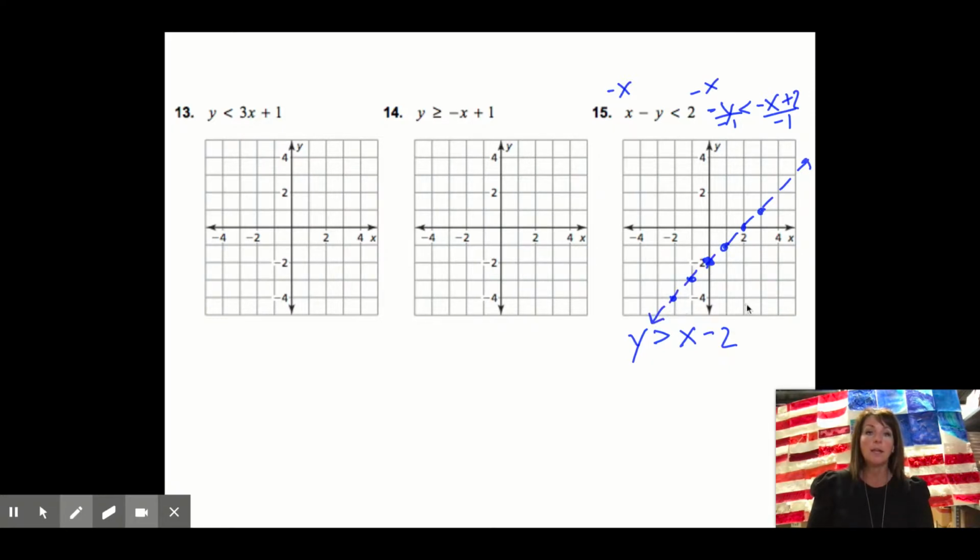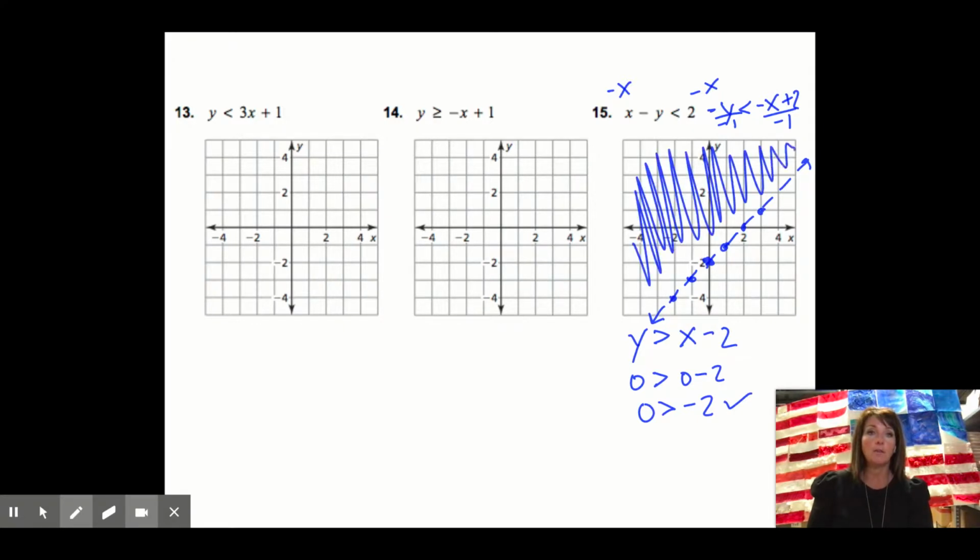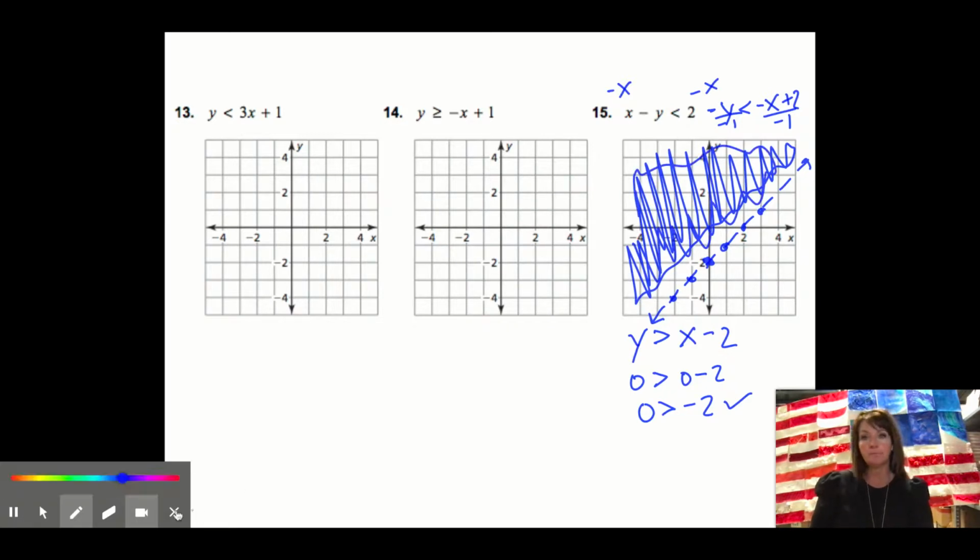All right. Now, y is going to be greater than this. So I want to test out 0, 0. Is 0 greater than 0 minus 2? Is 0 greater than -2? Yes, it is. So that means that the point 0, 0 is shaded. So I know that it's all of this part of the plane that is going to be shaded.